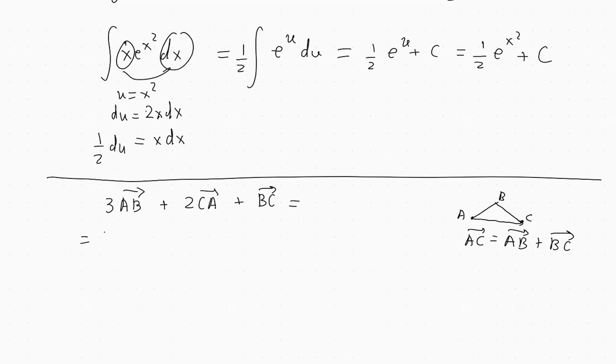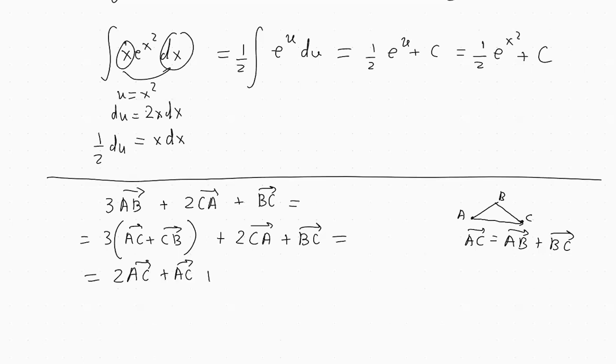Again, this is a direct consequence of how we simplify vectors. I'm sorry, of how we add vectors. And now we can combine 2AC plus 2CB plus CB. So I'm breaking up this 3AC and 3CB that I have.